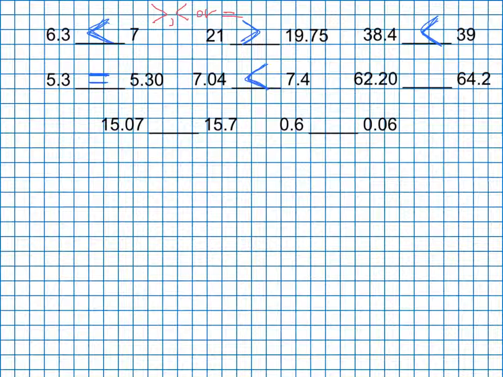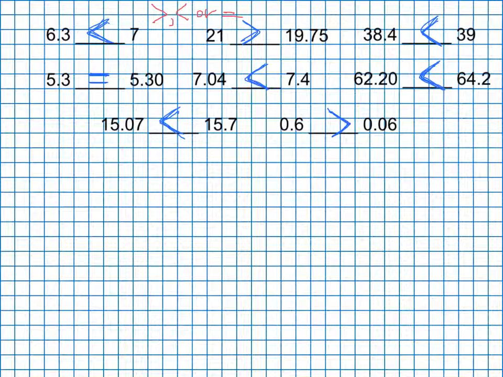62 and 20/100ths is less than 64 and 2/10. 15 and 7/100ths is less than 15 and 7/10, and then 6/10 is greater than 6/100ths. Hopefully you got all of those correct.